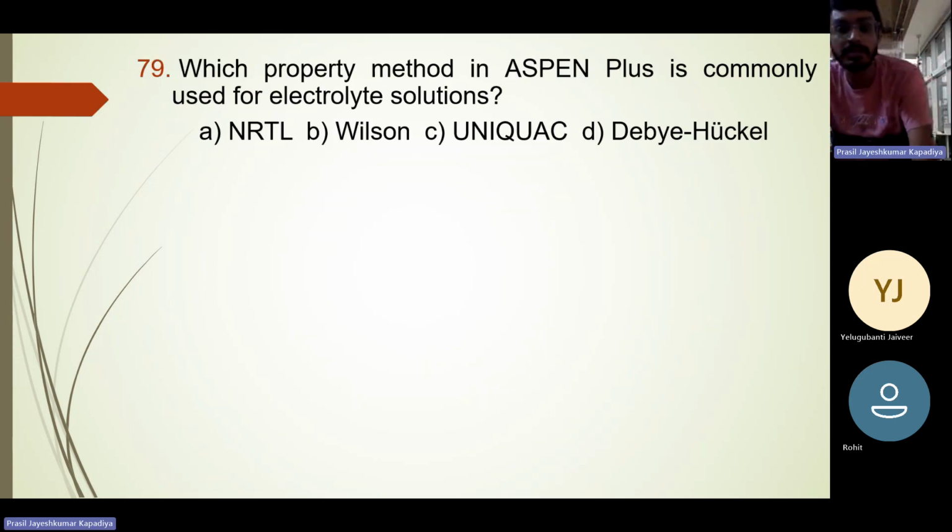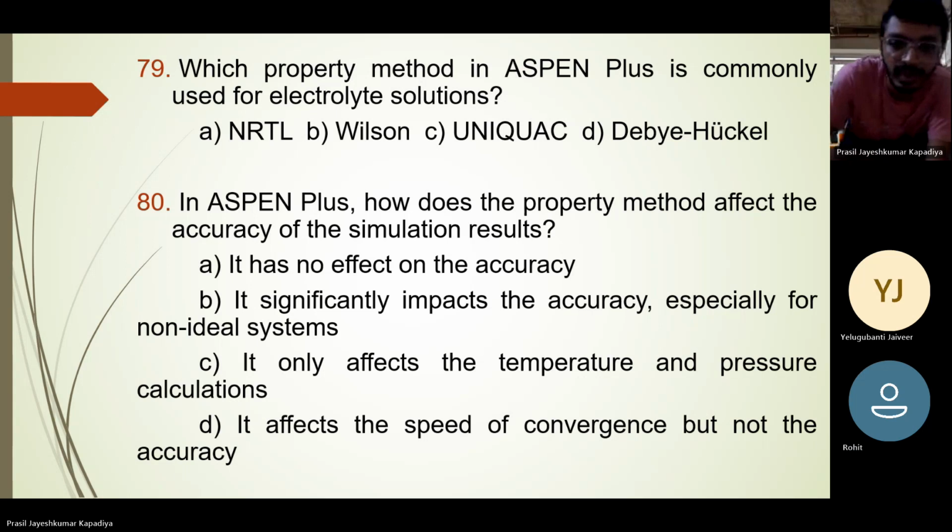Okay, last two questions. Which property method in Aspen Plus is commonly used for electrolyte solutions? This is tricky. Debye-Hückel is an option, but if it says ENRTL, then it is for electrolyte solutions.